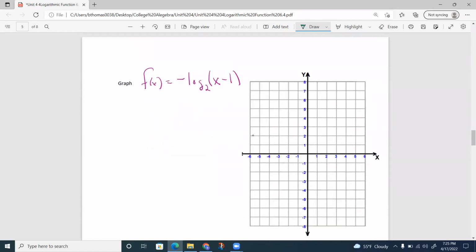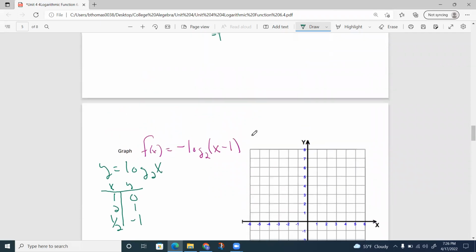So if we have, again, f of x equals the negative log of x minus 1 base 2, what we pick up on is our parent function is y equals the log of x base 2. So notice that in graphing this, what we know actually is the 0, the 1, and the -1 are now my y values. And we have this 1, 0, this 2, 1, and this 1/2, -1 become our x values. Remember how the rows of x and y switch.